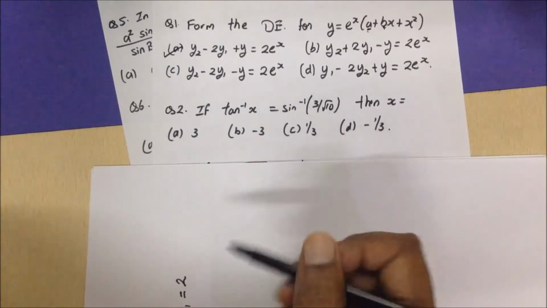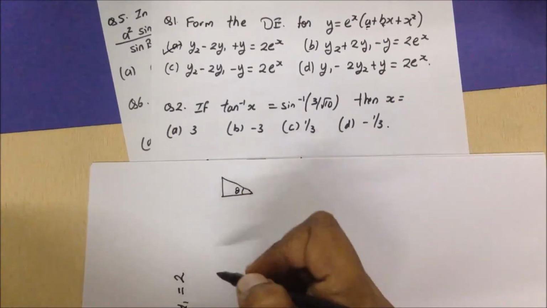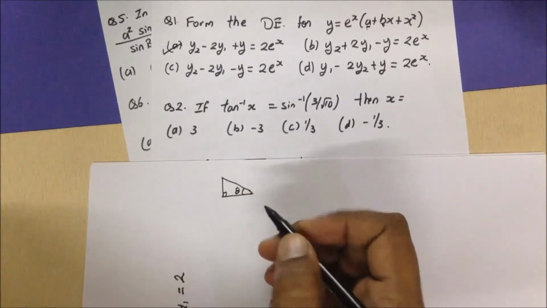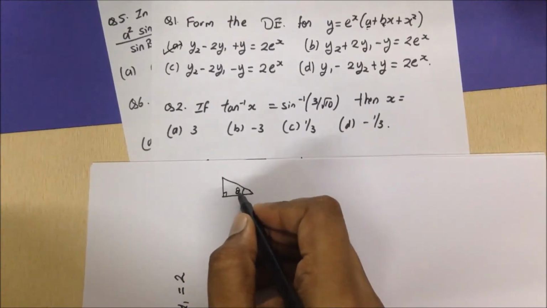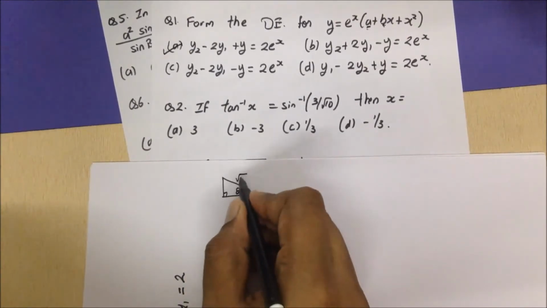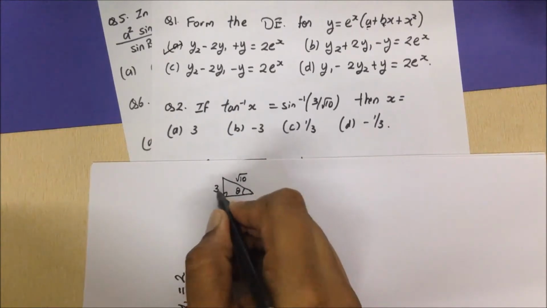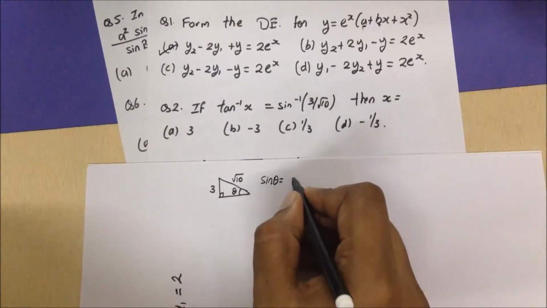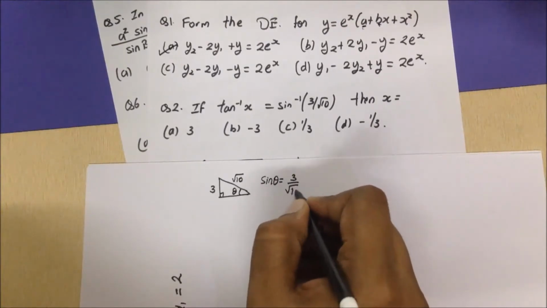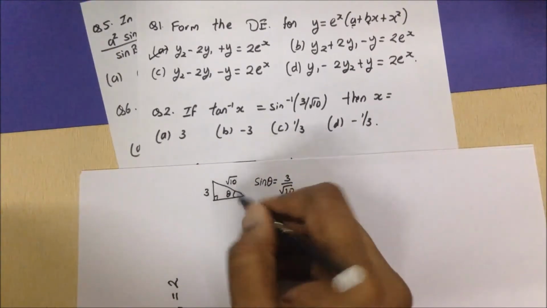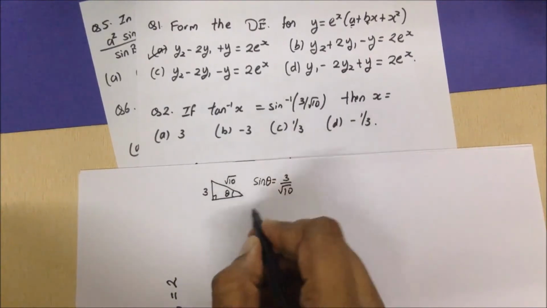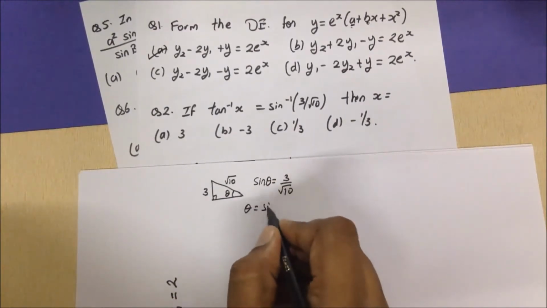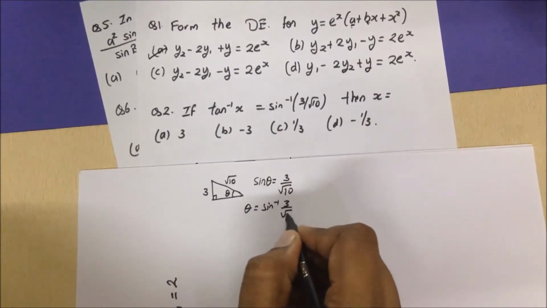Moving to the next question, we have a tan inverse x equals sine inverse 3 by root 10. Now what you can do is you can construct this triangle, which is your right angle triangle, considering this as theta. If you take this as root 10 and this is 3, so your sine theta is going to be equal to 3 by root 10 because it's going to be the opposite upon hypotenuse. So what you are getting is theta is sine inverse 3 by root 10.